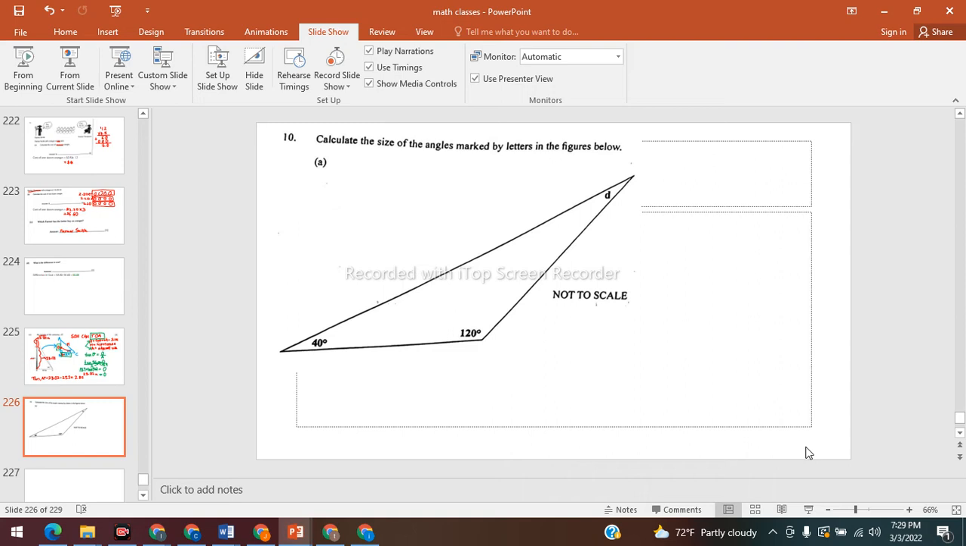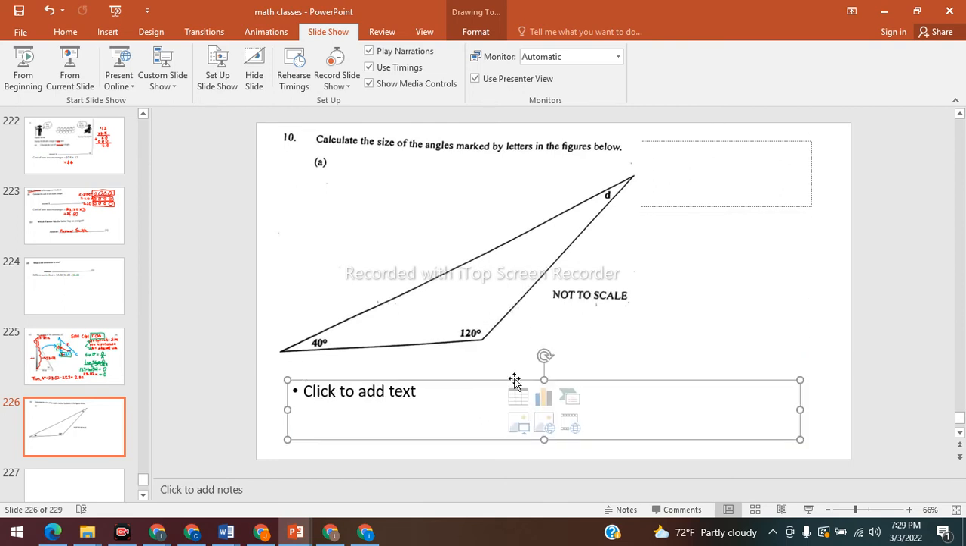All right. Okay, so what is the rule that we have to use for this question? Which rule is it going to be? The interior of a triangle adds up to 180. Very good. So the interior angles of a triangle add up to 180 degrees.